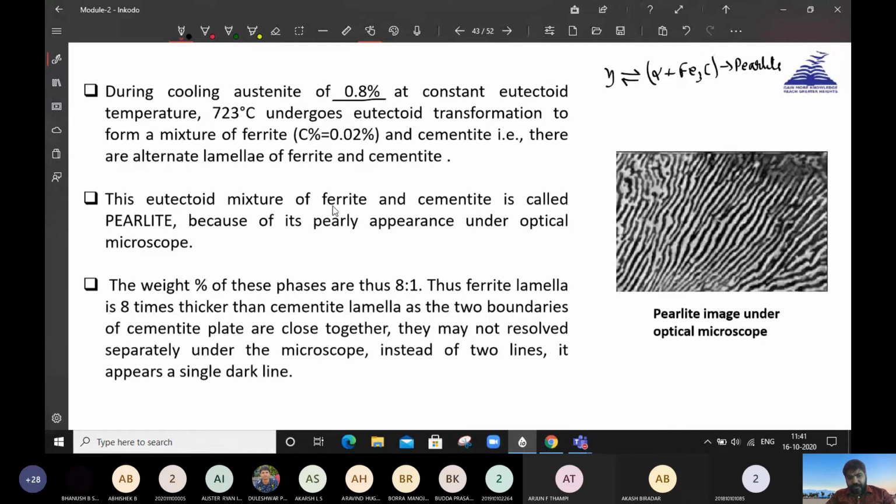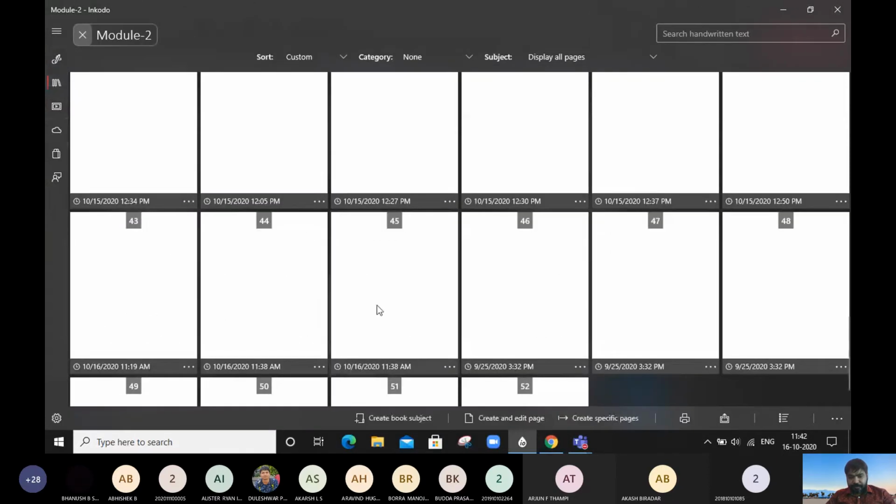This eutectoid mixture of ferrite and cementite is called perlite. We already discussed many times, because of its pearly appearance, it looks like pearl under an optical microscope. That's why this mixture is known as perlite. Again, the weight percentages of these phases are in the ratio 8:1. You can see from here also. Let me show you.